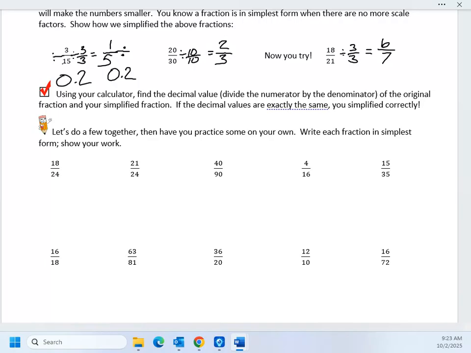So we're going to do a few of these together. Now here's the thing, sometimes you find the biggest scale factor that there is and you only have to simplify once. Sometimes you don't find it right away and you have to simplify more times. So if we looked at that 20 over 30, I might have said, well, they're both even numbers. Even numbers can always be divided by what number? 2. So if I divided by that scale factor of 2, 20 divided by 2 is 10.